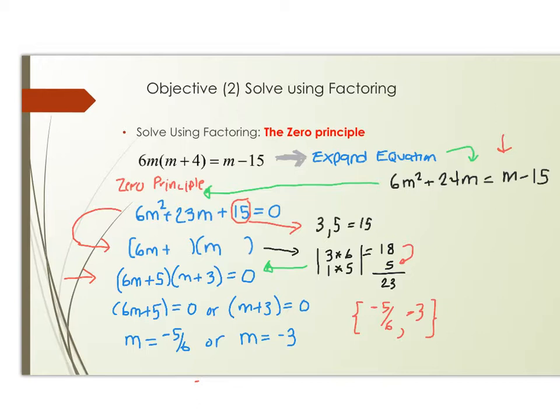Now we have the zero principle. Each factor can then be set equal to 0. So we have 6m + 5 is equal to 0, or m + 3 is equal to 0. And when we solve for m, we get m is equal to -5/6 or m is equal to -3. So our solution set is -5/6 and -3. And you always want to check your answers, so when you plug it back in, these work. You may want to do that.